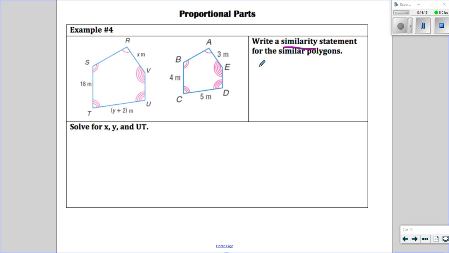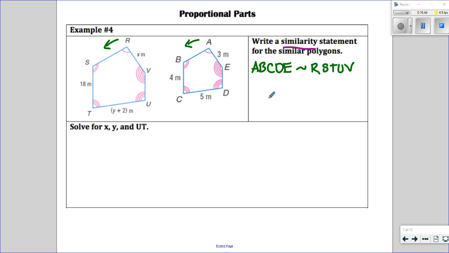So for the small one, I'm just going to start with A. So ABCDE is similar to, if I started here, A, with the angle marker of 1, I'm going to do R. And since I went in this direction, I'm doing the same direction. So RSTUV.